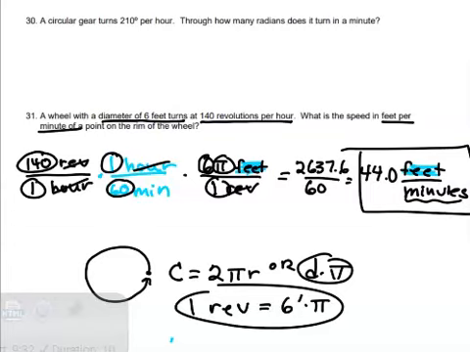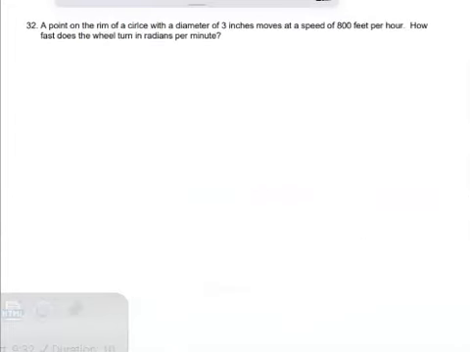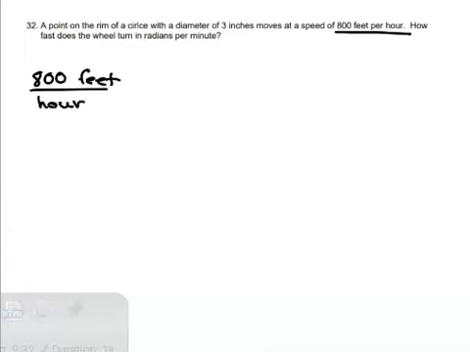So the trick here is whenever we're changing from degrees, revolutions, radians, to miles, centimeters, yards, we have to think circumference. Okay, now here we're doing the opposite. It says a point on the rim of a circle with a diameter of 3 inches moves at a speed of 800 feet per hour. So this time we're starting with linear, okay? And we're ending in radians per minute.